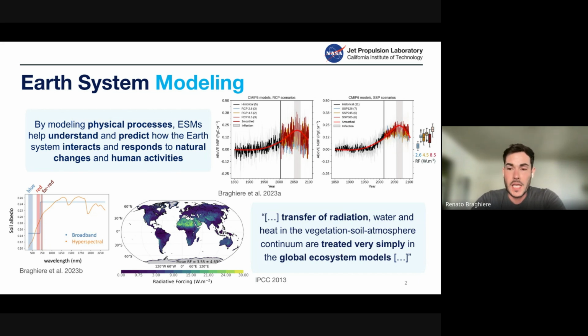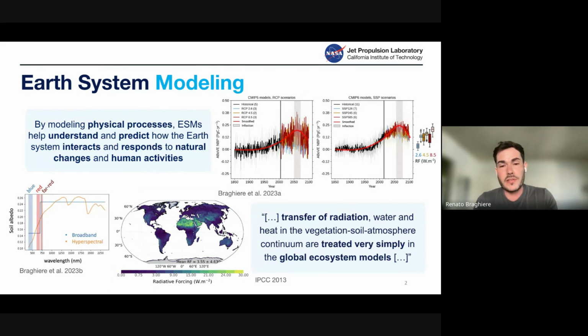In another study that we published a few years ago as well, we evaluated the difference in soil albedo between the broadband representation, so just two broadbands, the PAR and the near infrared bands, versus the hyperspectral representation of soil albedo at 5 nanometers resolution. And when we calculate the propagated radiative forcing into the climate system, we see that by simply changing the model from broadband to hyperspectral, we get a radiative forcing of 3.55 watts per meter squared, which is quite substantial.